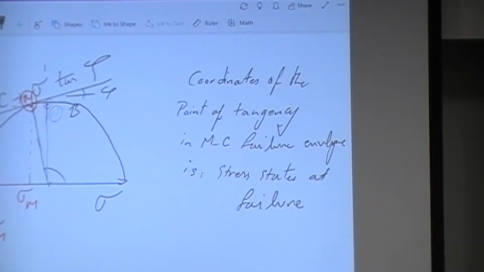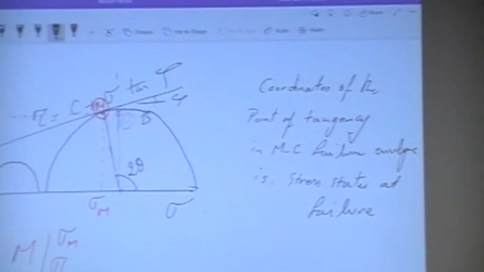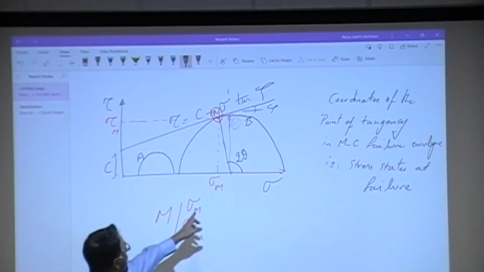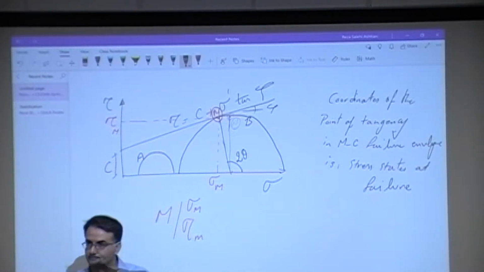Do you remember what this angle was? That's your 2 theta, right? And that's twice the rotation that results in the failure of the material, right? This is the plane of failure. Well, this one, let's call it ON, is the plane of failure. If O is the center of the Mohr circle, ON will be the plane on which the material will fail.